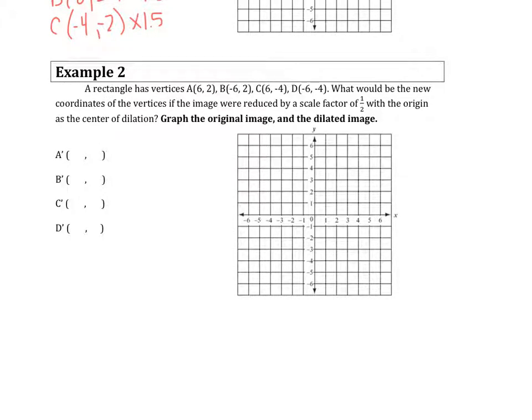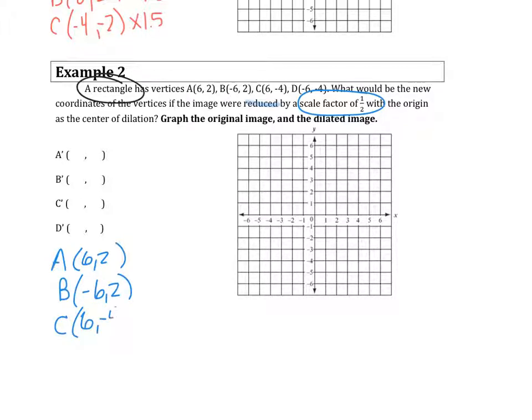Example 2, same idea, except now we're doing a rectangle. We were asked to reduce, which means our picture is going to get smaller. So our rectangle should be getting smaller by a multiplier or a scale factor of 1/2, with the origin as the center of dilation. Graph the original and the dilated. So the original one is 6, 2. Original A, original B is negative 6, 2. Original C is 6, negative 4. And original D is negative 6, negative 4.